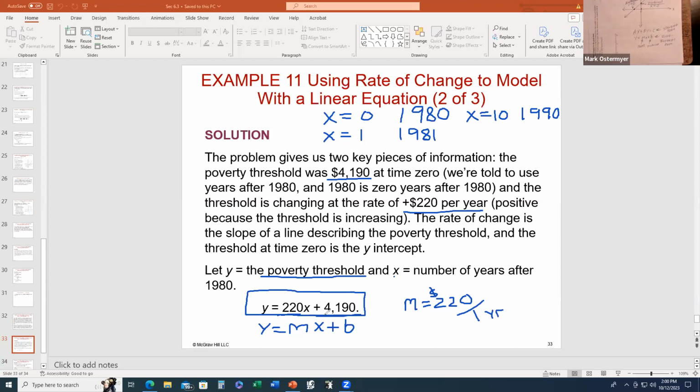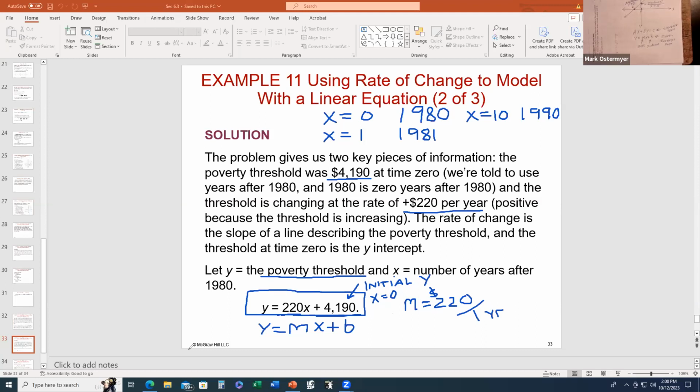The y-intercept would be $4,190. That represents the initial poverty threshold value during the year of 1980. That's the initial value for y when x is equal to 0. And because it occurs when x equals 0, that's the y-intercept of this linear equation. All right, that's the y-intercept.